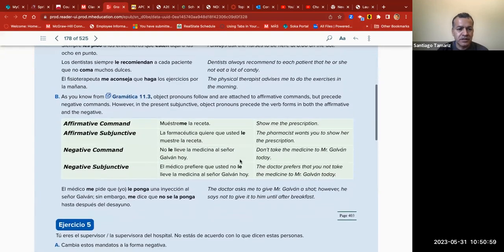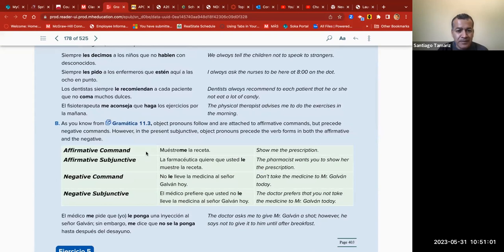Here, affirmative commands. Muéstreme la receta. Show me the prescription. Affirmative subjunctive. La farmacéutica quiere que usted le muestre la receta. Here's the difference. Affirmative commands, muéstreme, me at the end, after the verb. Subjunctive, la farmacéutica quiere que usted le muestre, before the verb.